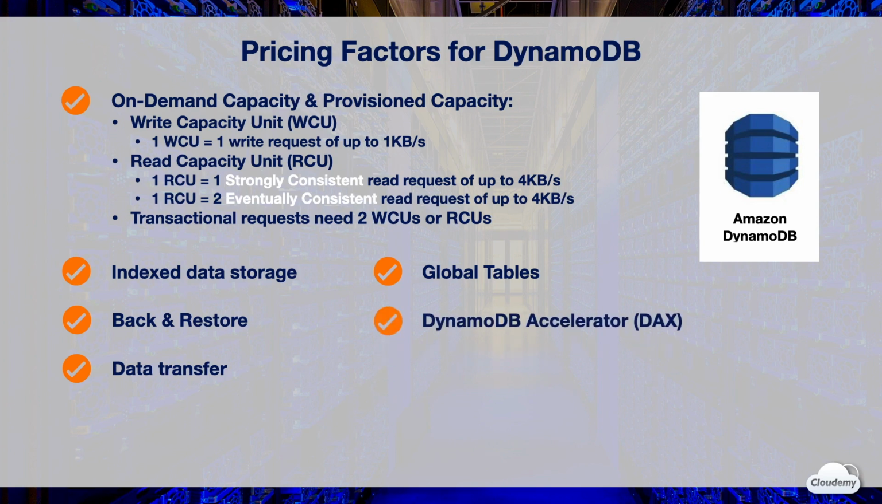DynamoDB Accelerator, or DAX, provides in-memory caching for high performance. Pricing is per node hour consumed and is dependent on the instance type you select. DynamoDB Streams tracks data modification of DynamoDB tables. You pay for data read from streams and read request units.